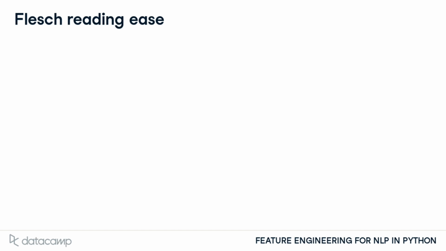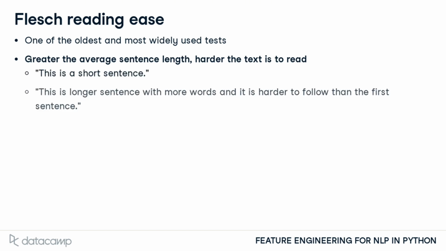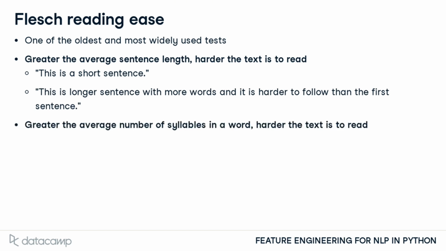The Flesch reading ease is one of the oldest and most widely used readability tests. The score is based on two ideas. The first is that the greater the average sentence length, the harder the text is to read. Consider these two sentences. The first is easier to follow than the second. The second is that the greater the average number of syllables in a word, the harder the text is to read.